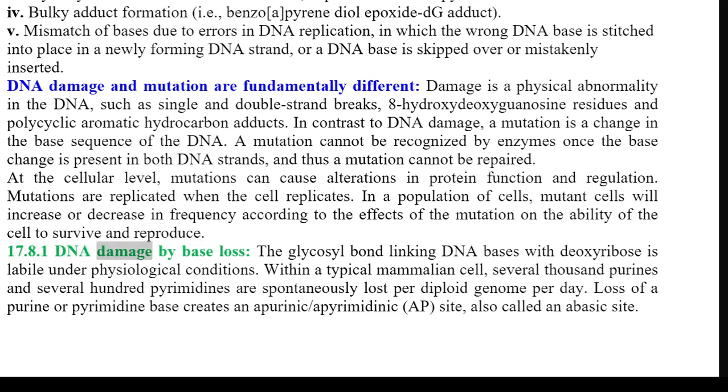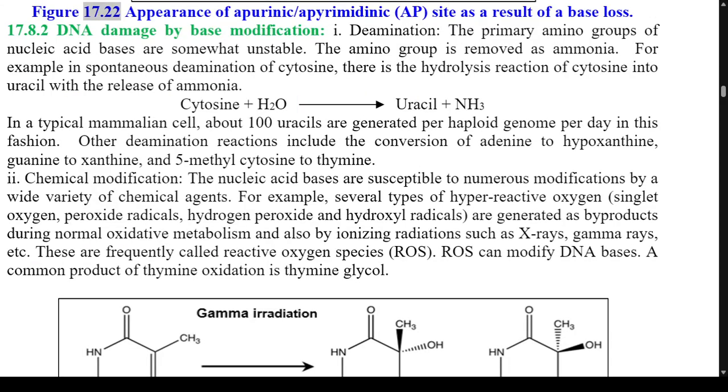17.8.1 DNA damage by base loss. The glycosyl bond linking DNA bases with deoxyribose is labile under physiological conditions. Within a typical mammalian cell, several thousand purines and several hundred pyrimidines are spontaneously lost per diploid genome per day. Loss of a purine or pyrimidine base creates an apurinic/apyrimidinic (AP) site, also called an abasic site. Figure 17.22 Appearance of an apurinic/apyrimidinic (AP) site as a result of a base loss.